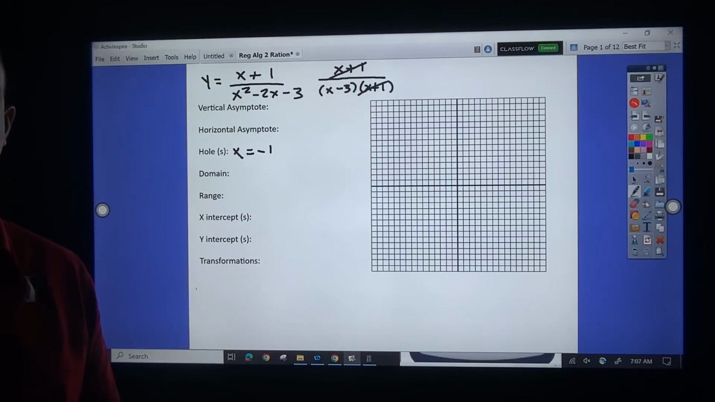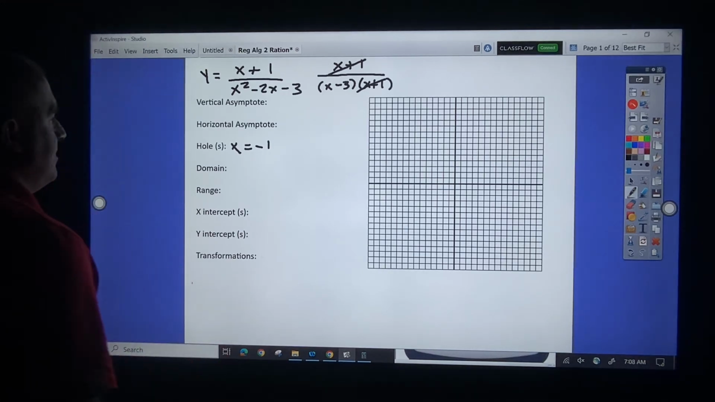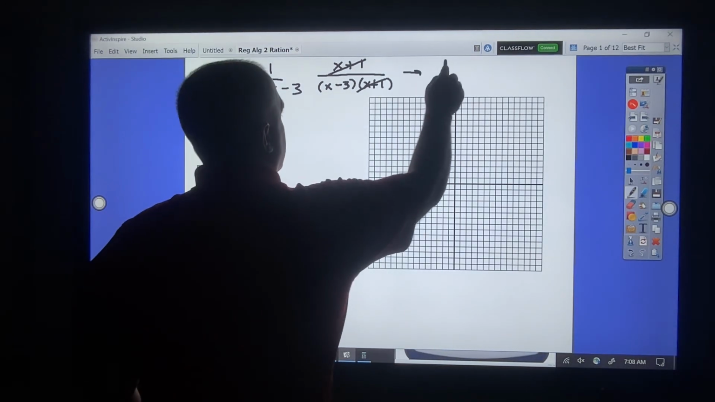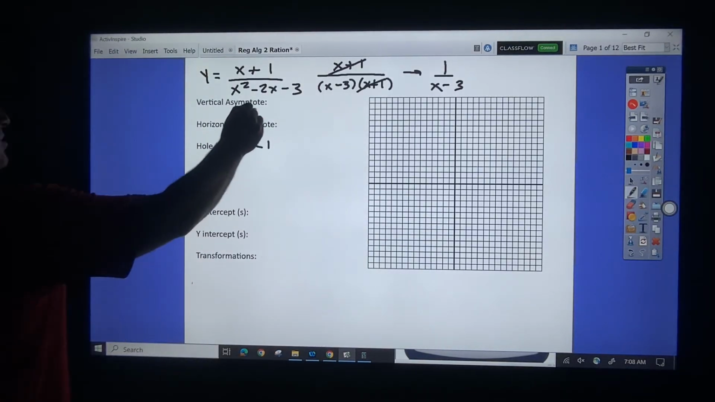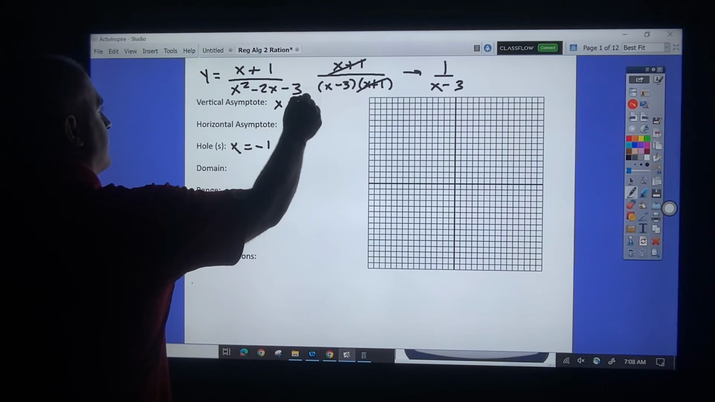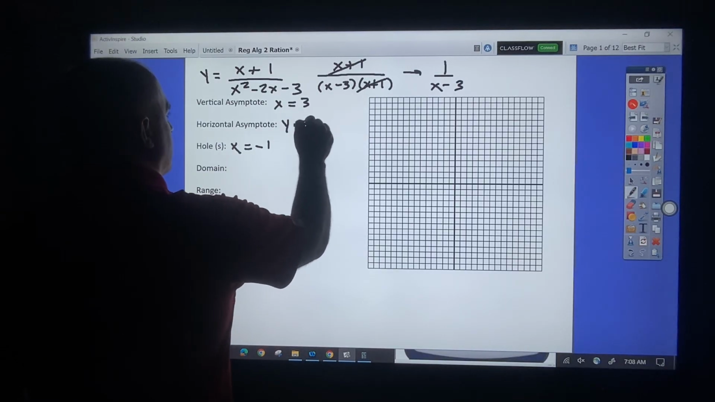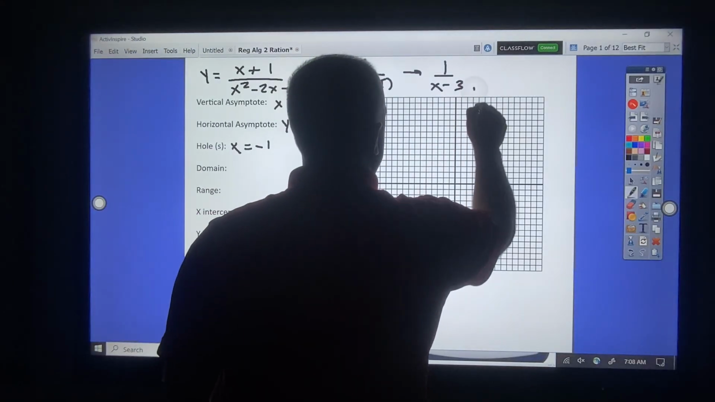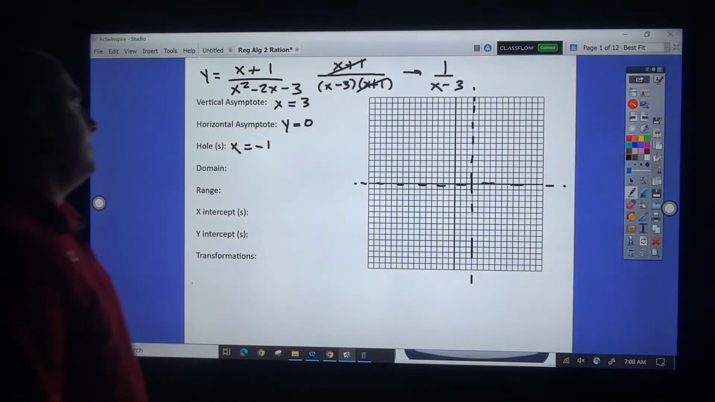Okay, all right. So what you're going to do with that, I'll have 1 over x minus 3. So my vertical asymptote there is 3. My horizontal asymptote is y equals 0, because the denominator power is bigger. So we go 1, 2, 3.